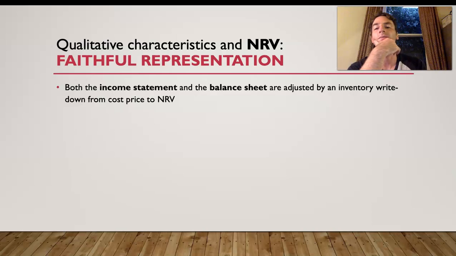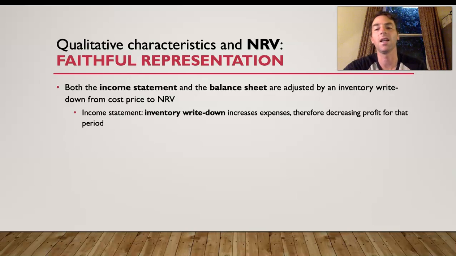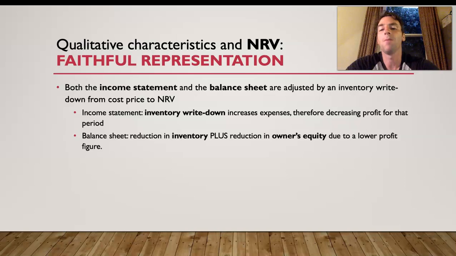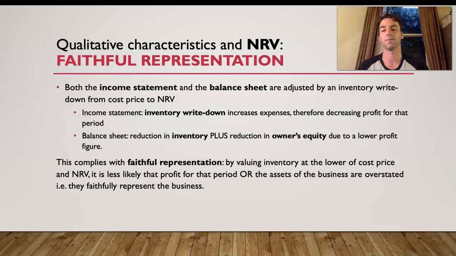So in summary, for NRV, both our income statement and balance sheet are adjusted. The income statement is impacted because our inventory write-down is an expense and revenue and expenses are in our income statement. Our balance sheet is impacted because our inventory goes down, and our owner's equity is impacted because of our profit figure, and we'll go through income statements a bit more later.